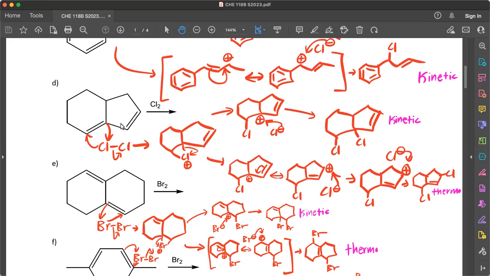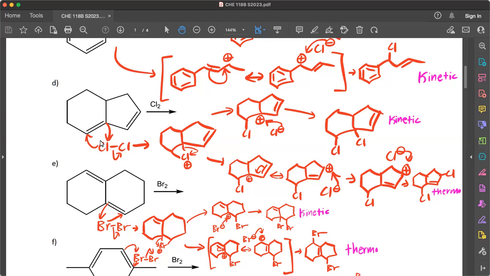We see here we have Cl2. We react it with this double bond instead of this double bond because this alkene here is 1, 2, 3 tri-substituted, which gives this alkene more electron density and activates it even better, making it more nucleophilic, whereas this alkene here is di-substituted, making it less nucleophilic. So since this is more nucleophilic, it will attack the chlorine and kick out the other chlorine.